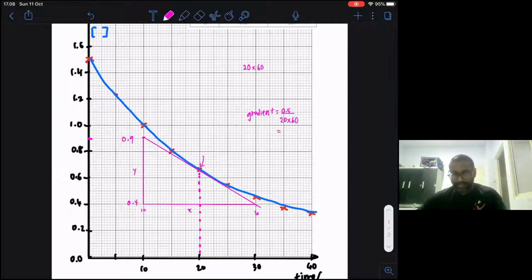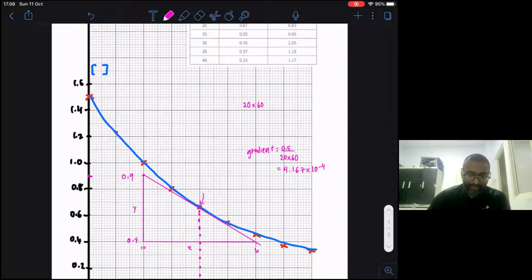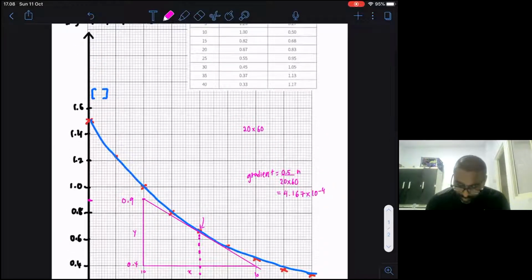So quickly I will calculate this. 0.5 divided by 20 times 60, and you will get 4.167 times 10 to the negative 4. The unit for this: this is the concentration, so it is mol per dm cubed, and this is seconds, so the unit will be mol dm^-3 per second. That is how you draw and find the gradient.